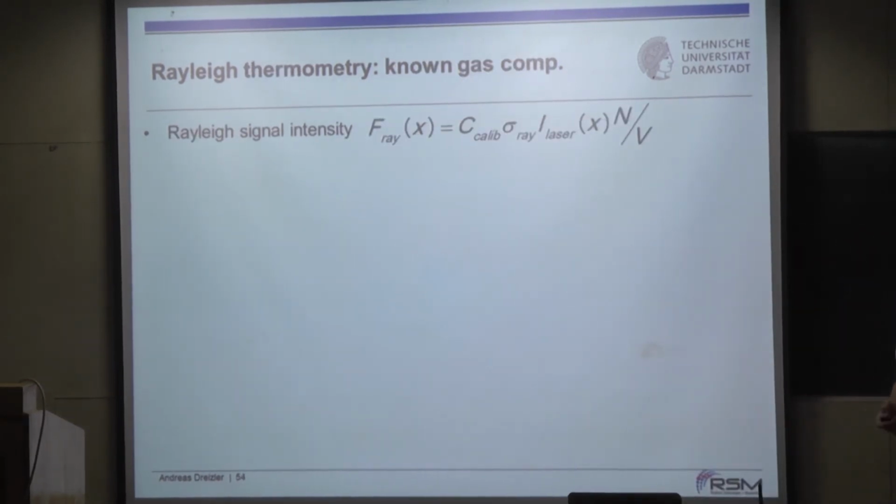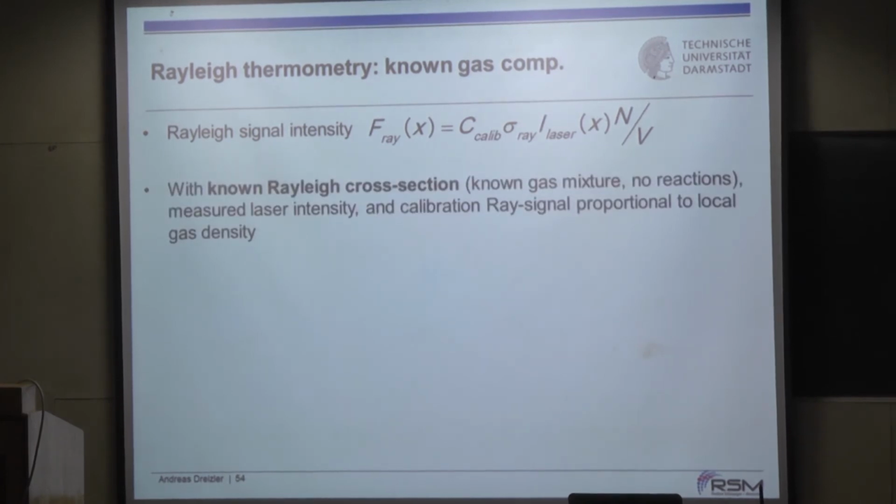And so if you look at this equation where the Rayleigh signal is now linked to the density n over volume, the number of molecules in your control volume, it is dependent on the laser intensity, clear? It's a linear technique, it's exponential 1. It depends on the Rayleigh cross-section, and you have to calibrate it.